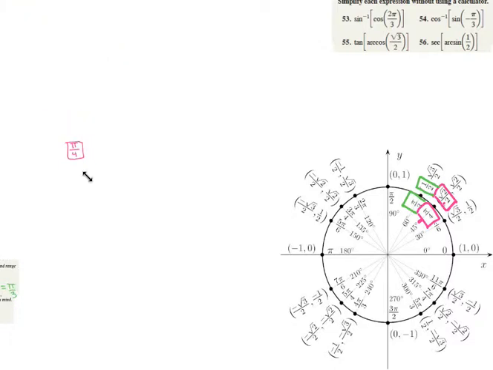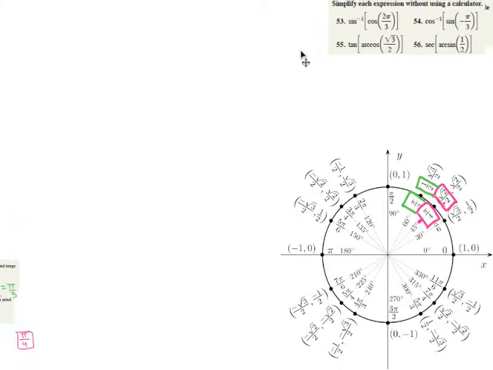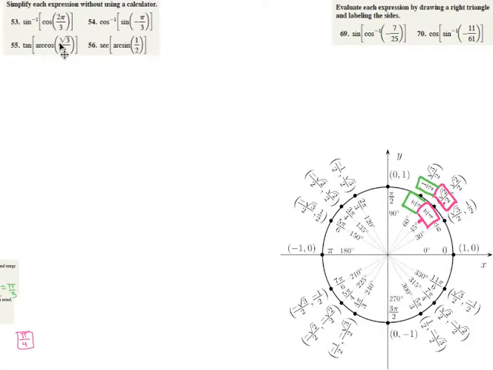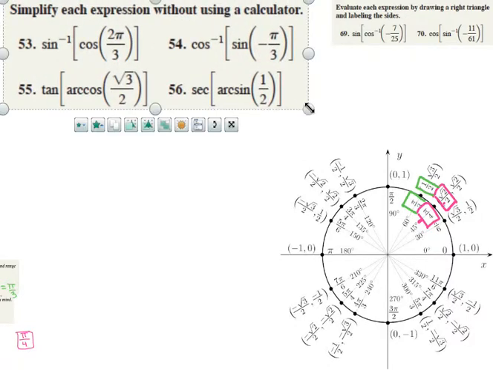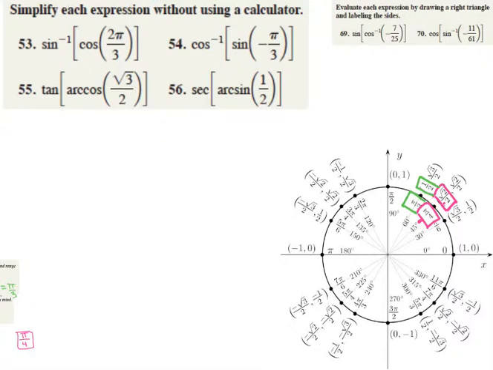We'll take a look at an example such as one of these. So 53, the sine inverse of the cosine. Start with the inside again. We're dealing with the cosine of 2 pi over 3, so I'm going to go around my circle and find that 2 pi over 3 is right there. Its cosine value is -1/2, so I want to find the sine inverse of -1/2.